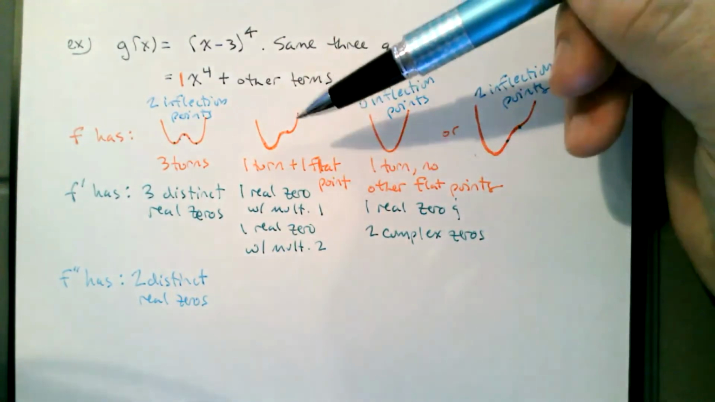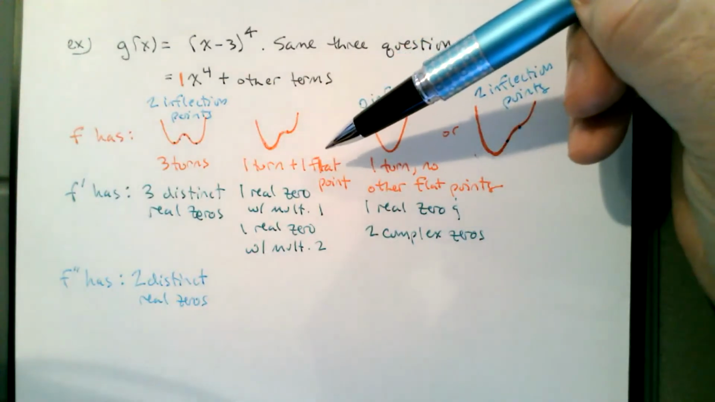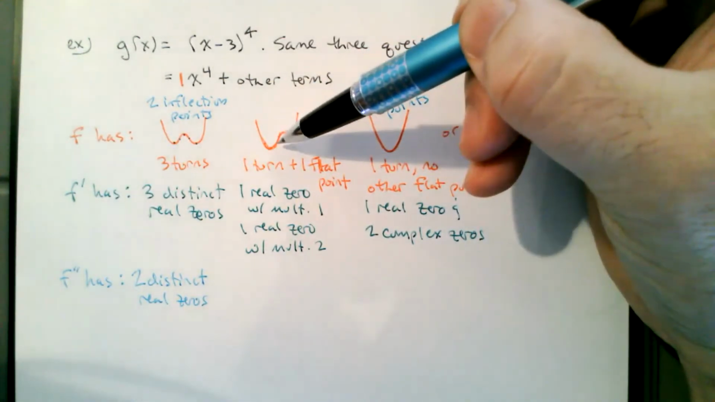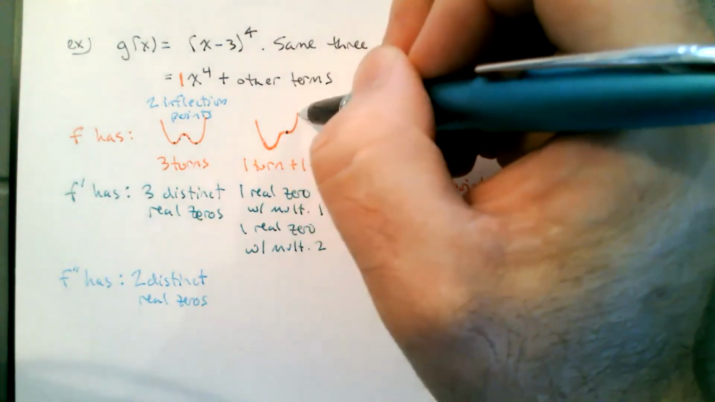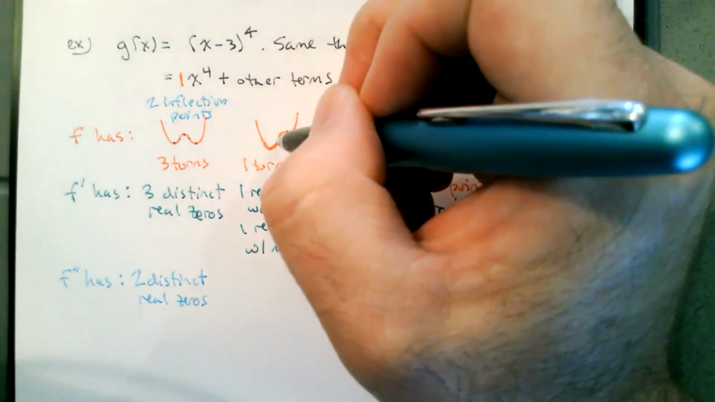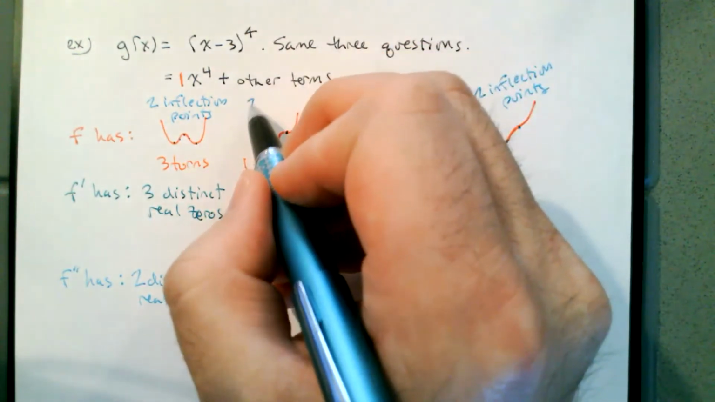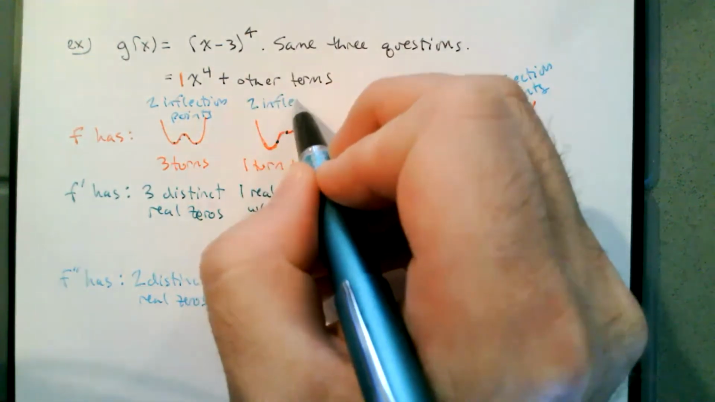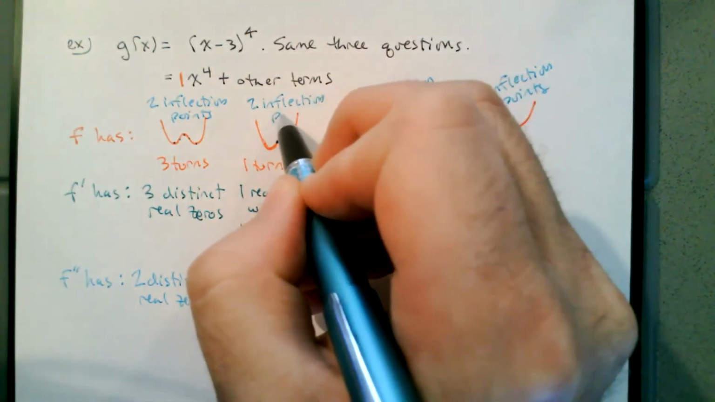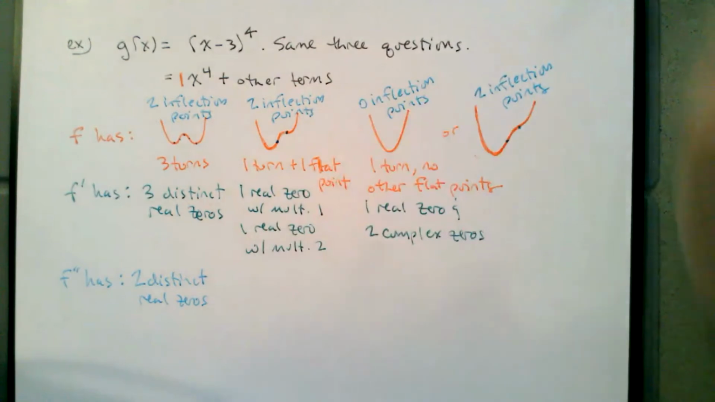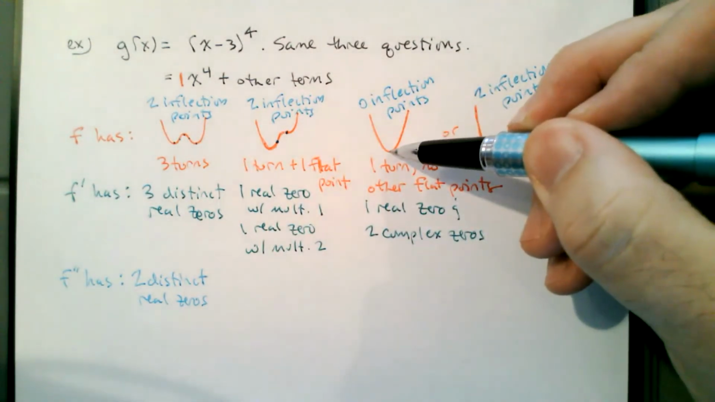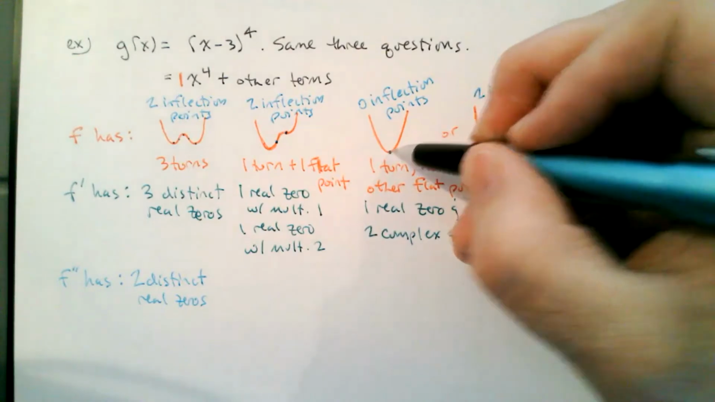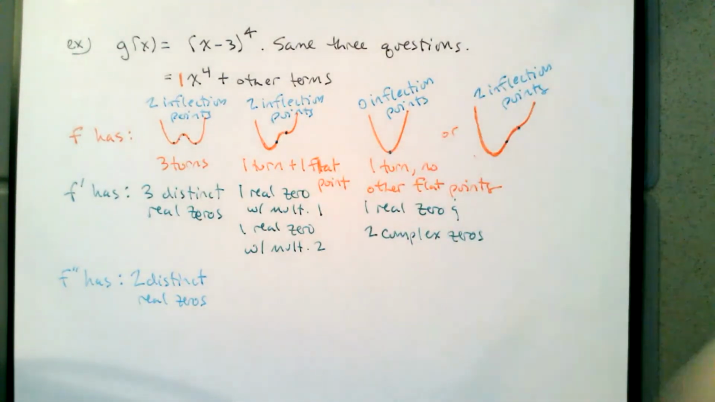Let's take a look at this case. So the second case where we have 1 turn and 1 flat point. So we have concave up, and then it's concave down, and then at that flat point, it changes to concave up again. So here we have 2 inflection points. But in this case, where we only make 1 turn, and there are no other flat points, there are no inflection points. It's concave up the whole time.